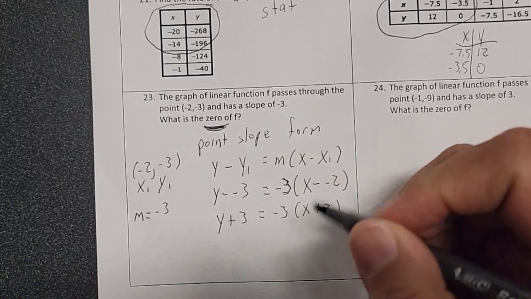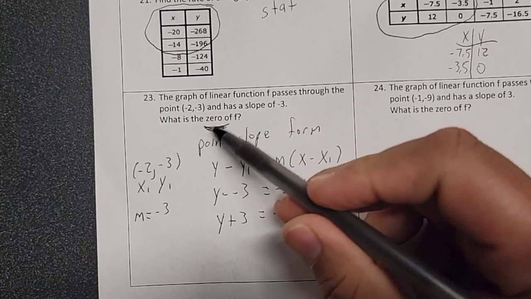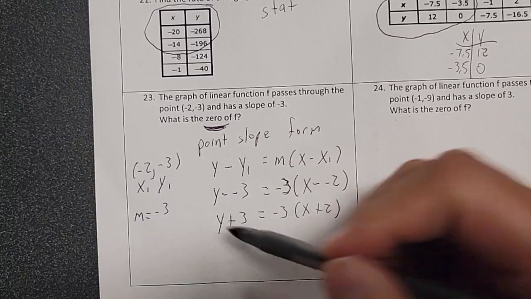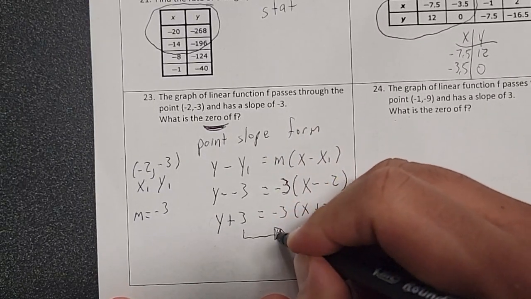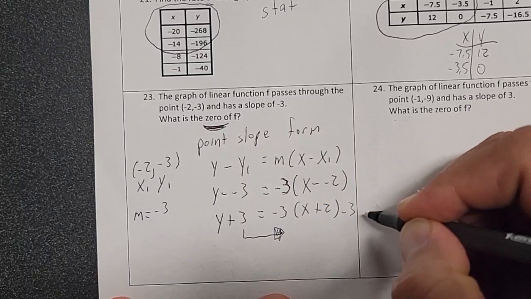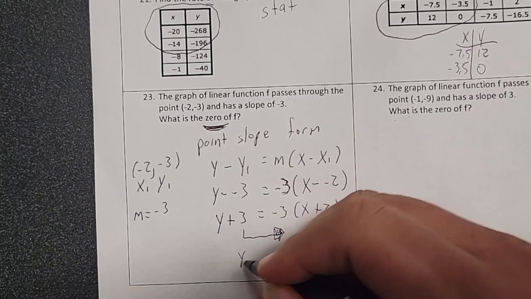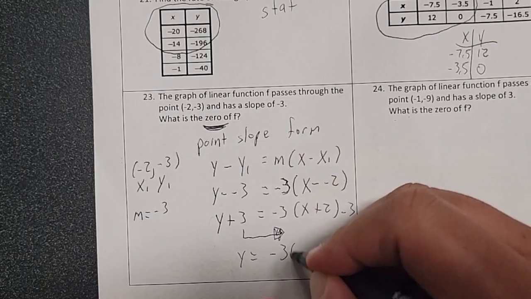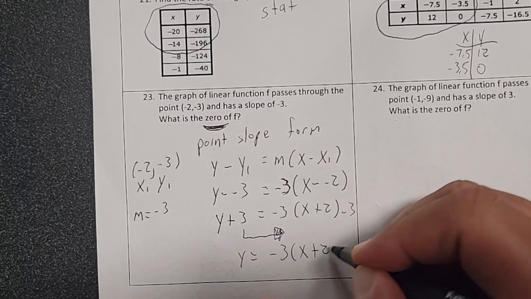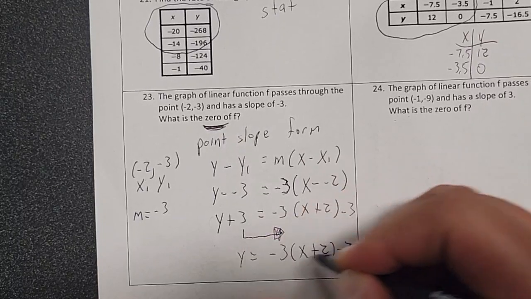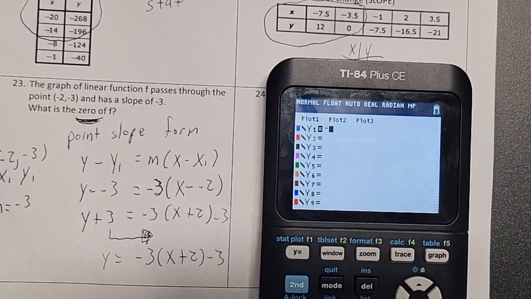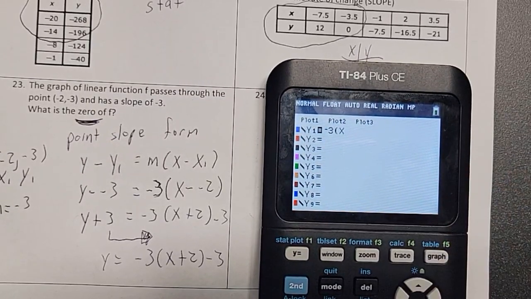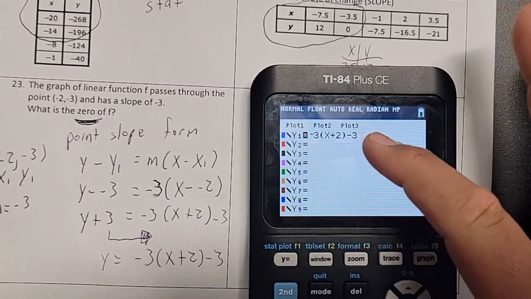All right. Now I want to put this in the calculator so we can find the zeros, but the y is not by itself. All you have to do is move the plus 3. What is the opposite of plus 3? Put it way back here as a minus 3. So this is what I'm going to put in the calculator. Y equals -3 parentheses x plus 2 parentheses minus 3. Let's just plug this in the calculator so we can find the 0. I push y equals -3 parentheses x plus 2 parentheses minus 3. So that's a negative, that's a minus.